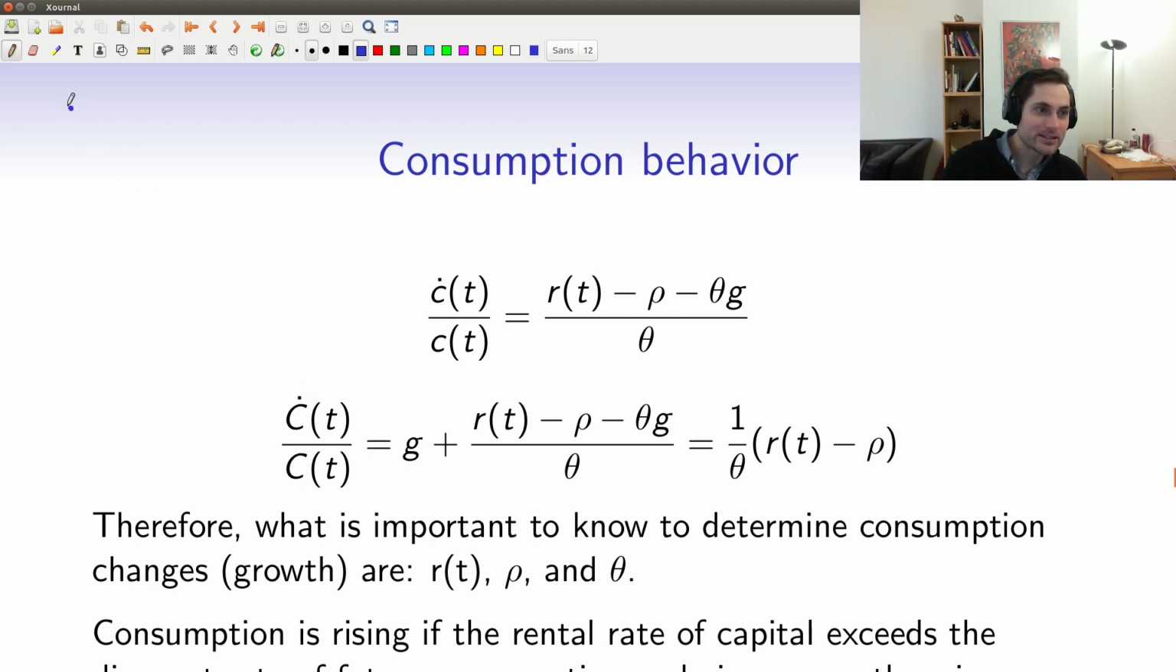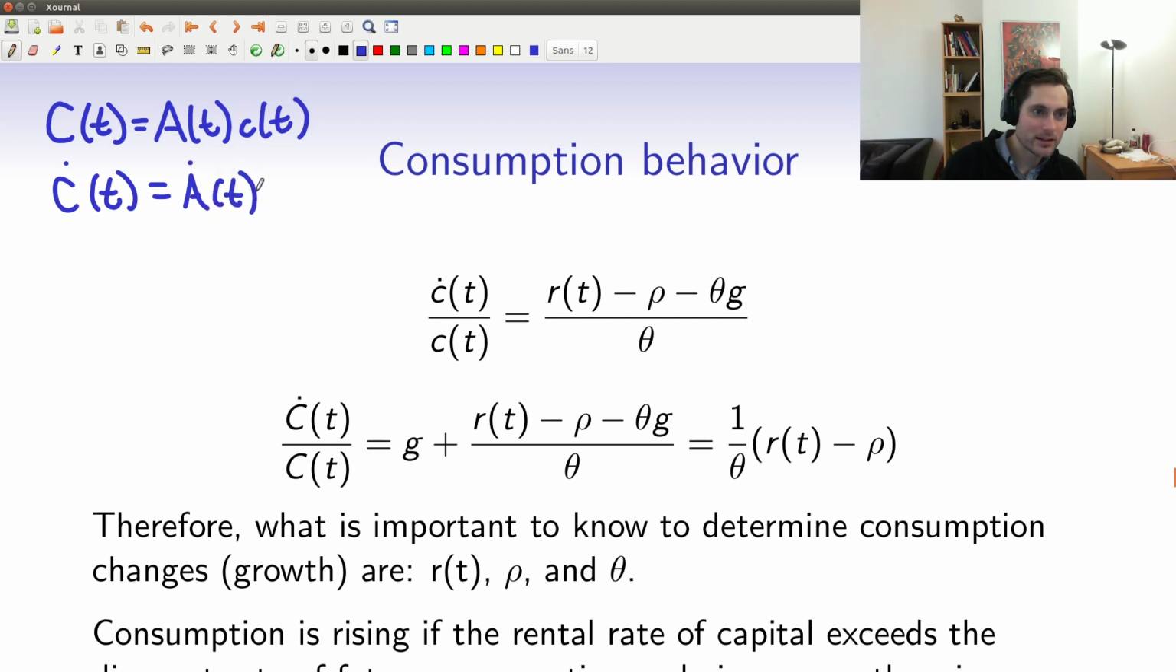So recall that we have this nice relationship that C of t is equal to A of t times little c of t. All right, so C dot of t is going to be equal to A dot of t times c of t plus A of t times c dot of t. Okay? And then we can actually divide, actually let me be careful here. Divide both sides by C of t.